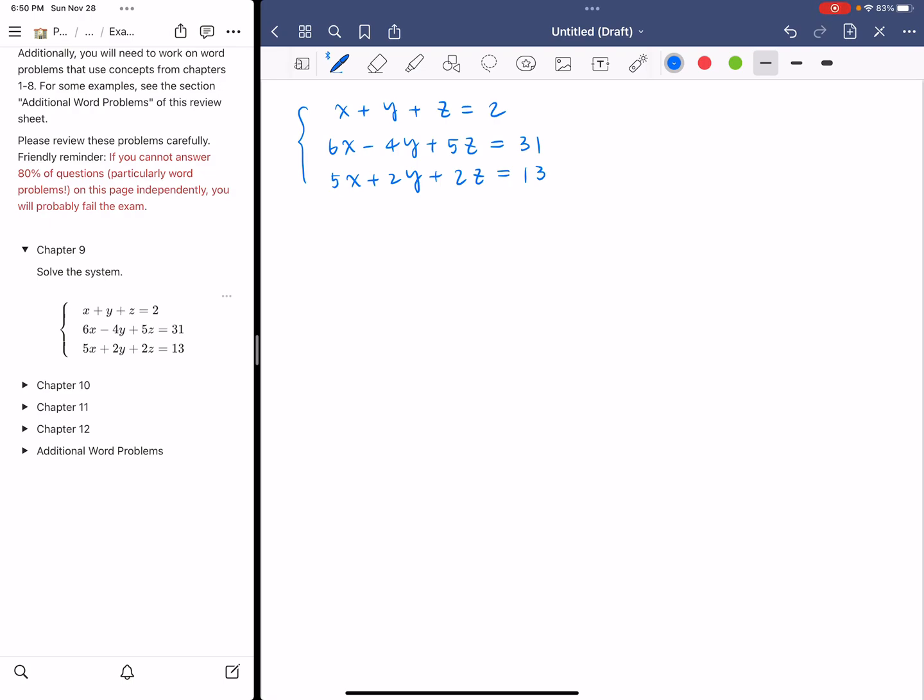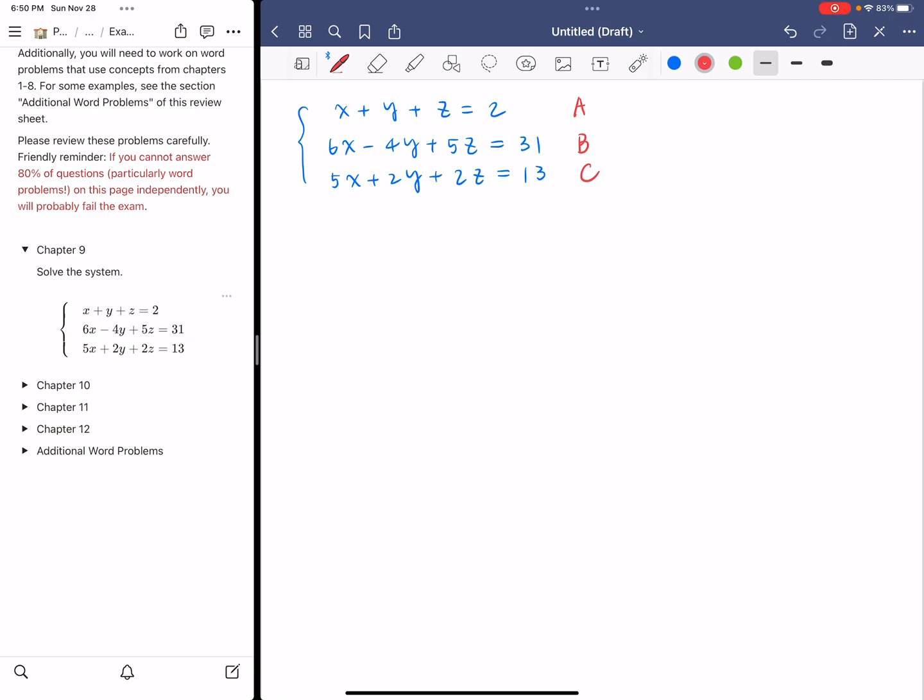All right, let's start with labeling our system. So I'm going to label A, B, and C for the three equations. Next, we're going to decide which variable to eliminate twice. So we have three choices. You could choose X, Y, or Z.